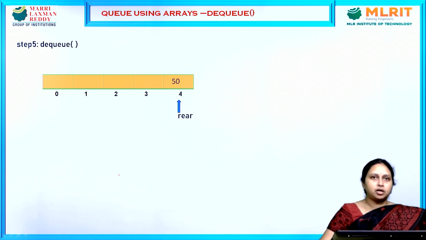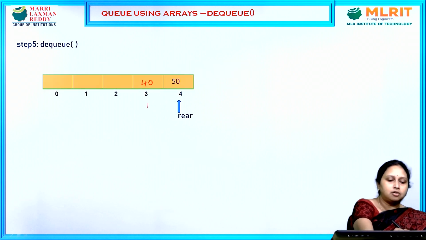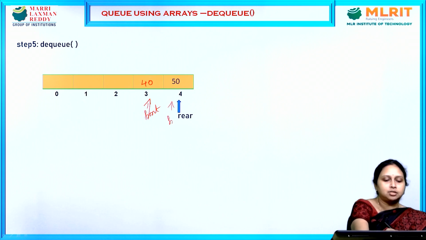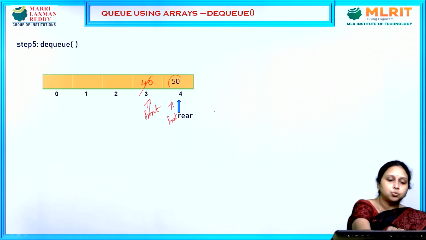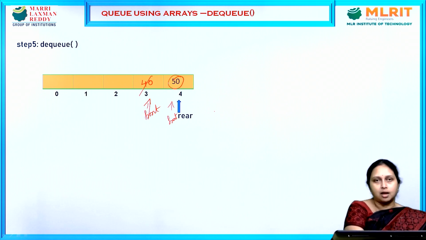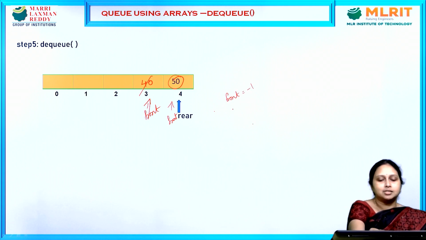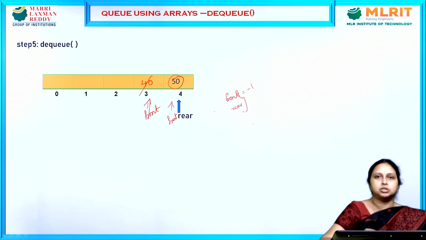After deleting, if we have 40 here and front is pointing to this location, and I delete 40, that means this 40 is deleted and front and rear are pointing to the same location. Now if I delete this one also, in that case what happens? Again front and rear are pointing to -1. Front and rear reaching -1 means your dq becomes empty.